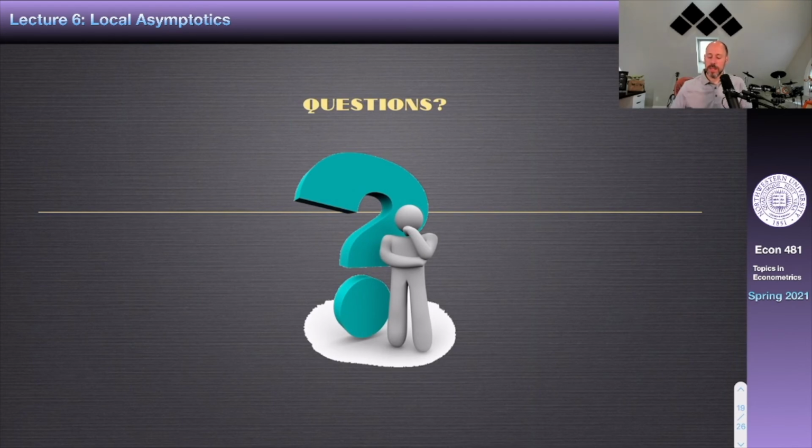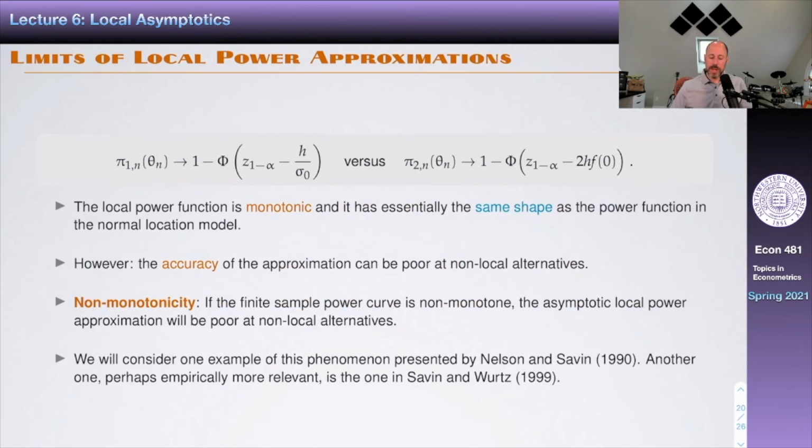So let's keep going and let's talk about these caveats that I just mentioned. I call it here limits of local power approximations. We just derived these two functions. And if you look at these functions and you plot them, you'll notice that the local power function is monotonic and has essentially the same shape as the power function in a normal location model. And again, why is this? Because it follows from CLT types of arguments.